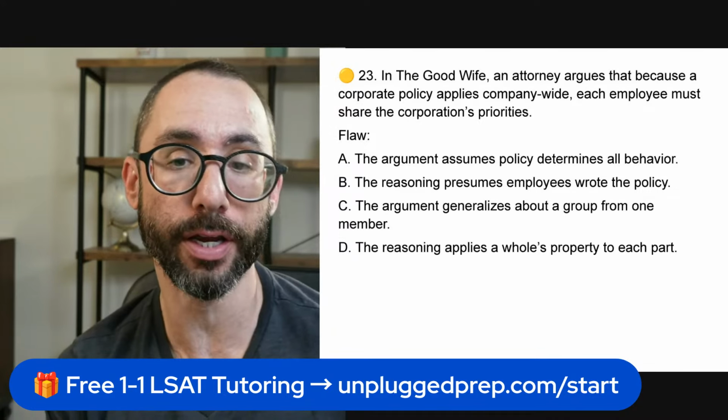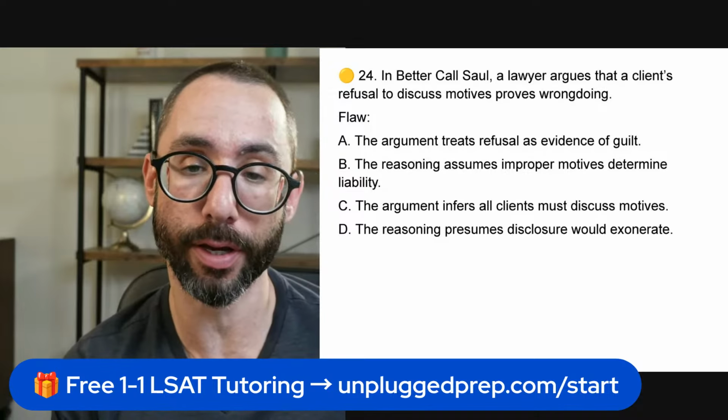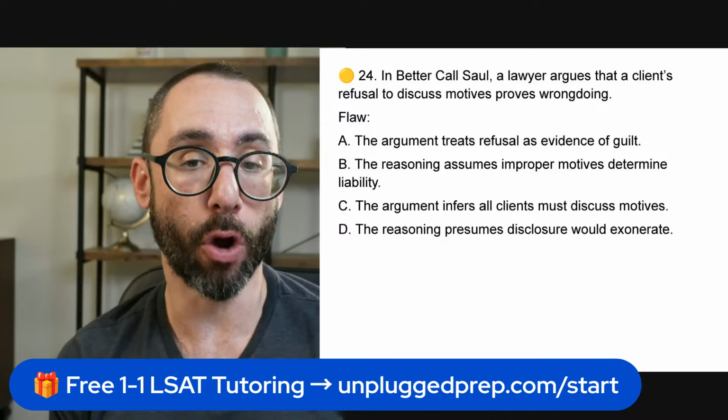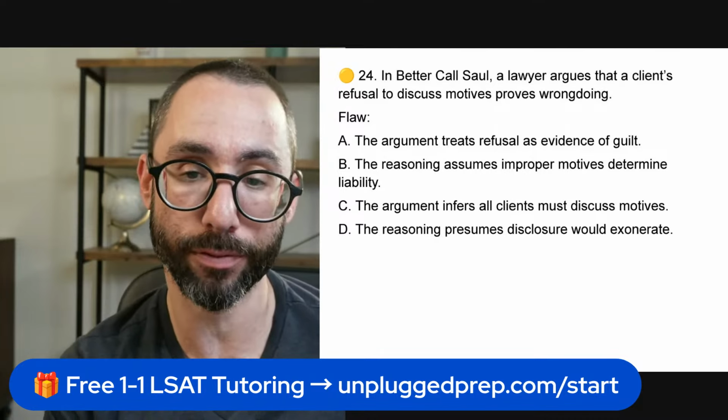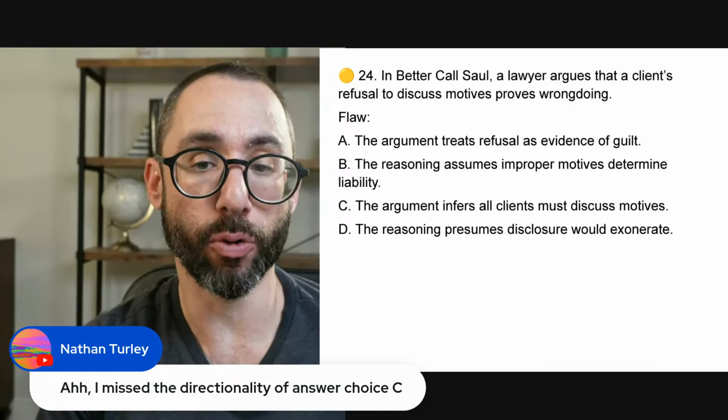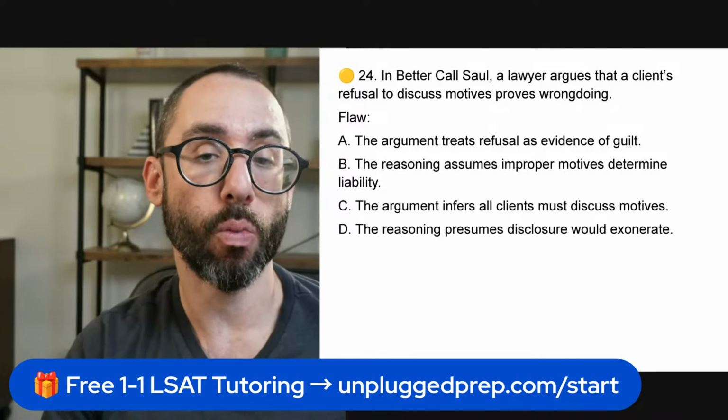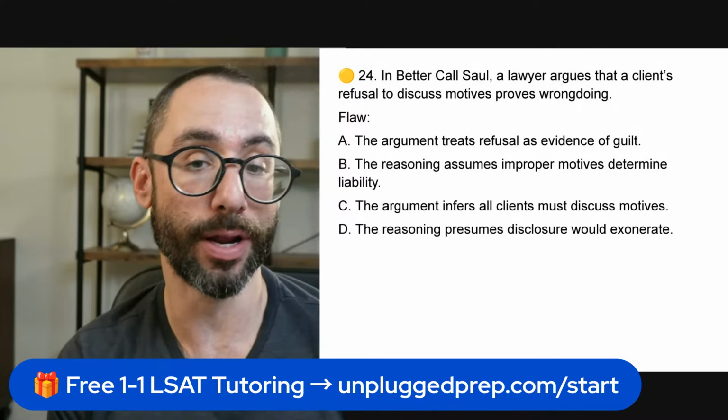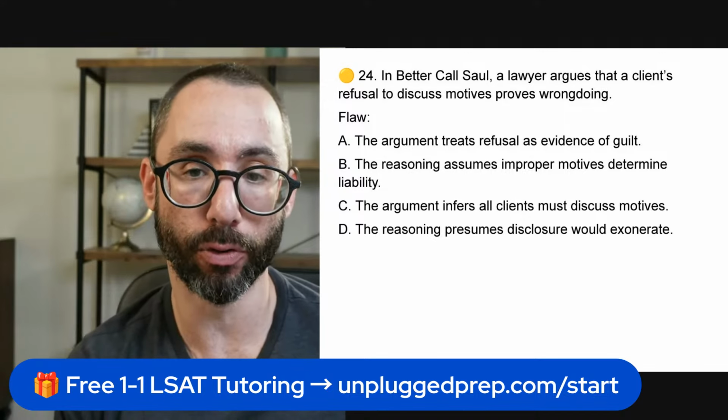In Better Call Saul, a lawyer argues that a client's refusal to discuss motives proves wrongdoing. What is the flaw? A, the argument treats refusal as evidence of guilt. B, the reasoning assumes improper motives determine liability. C, the argument infers all clients must discuss motives. And D, the reasoning presumes disclosure would exonerate. When you have your answer, please drop it in the chat, A, B, C, or D. If you're not sure, just drop a question mark, but do commit to an answer.